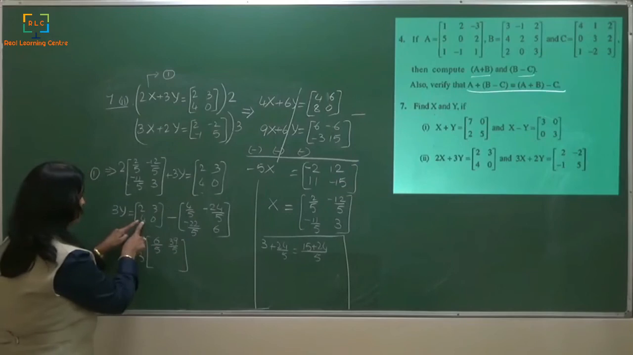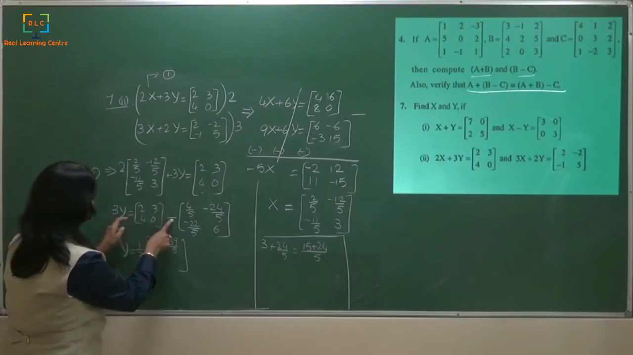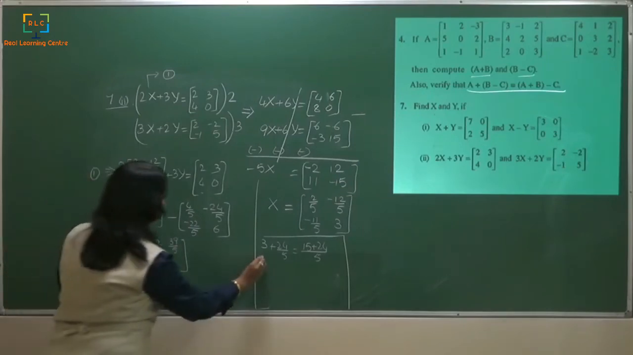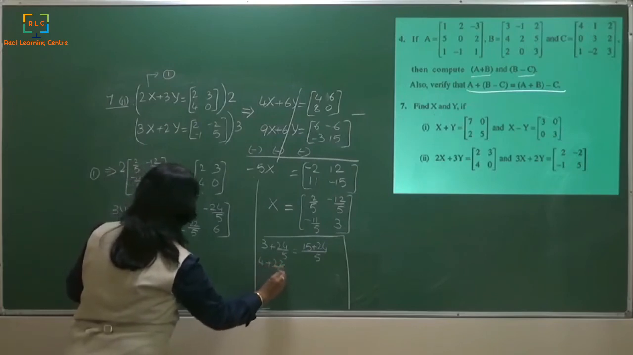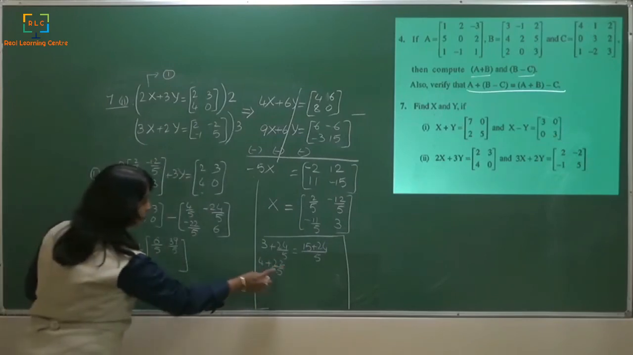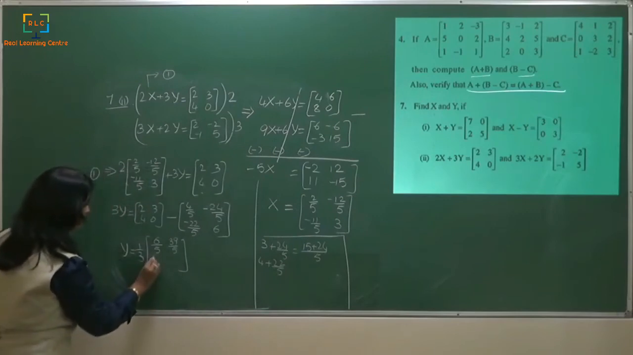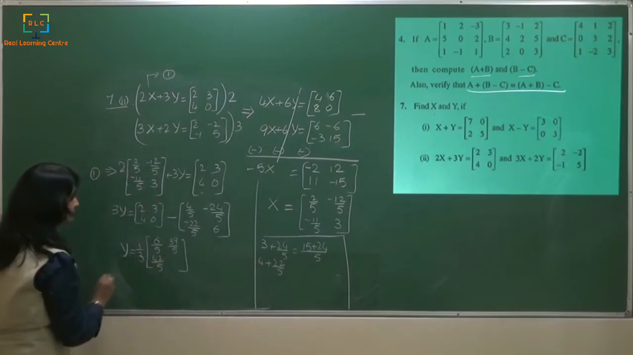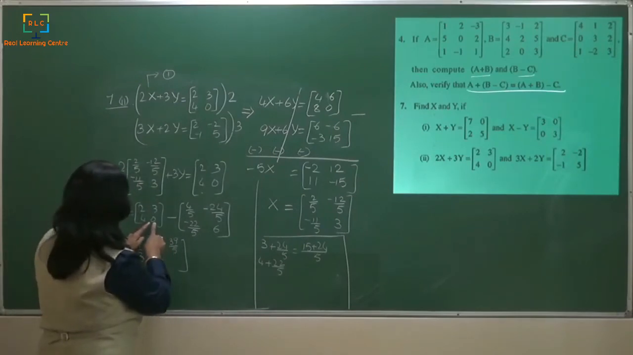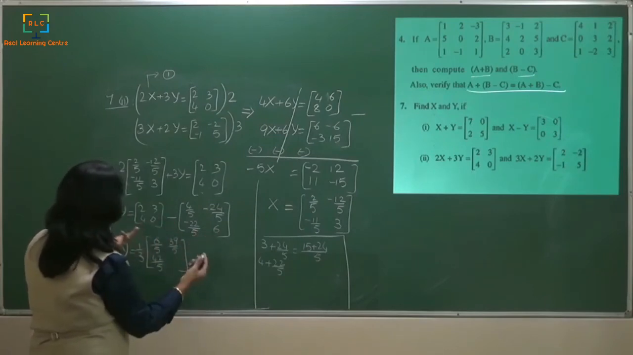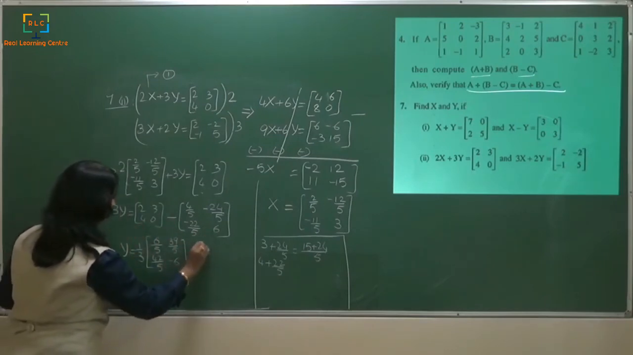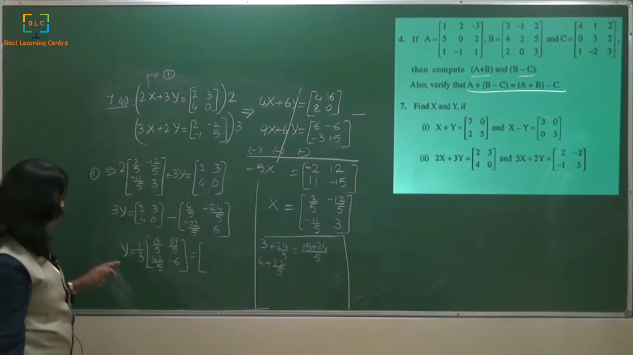Okay, next, 4 minus of minus. So this is going to be 4 plus 22 by 5. So 5 4s are 20 plus 22 will be 42 by 5. Next, 0 minus 6 is minus 6, and I have to divide by 3.